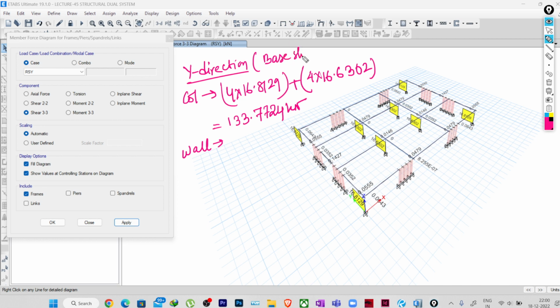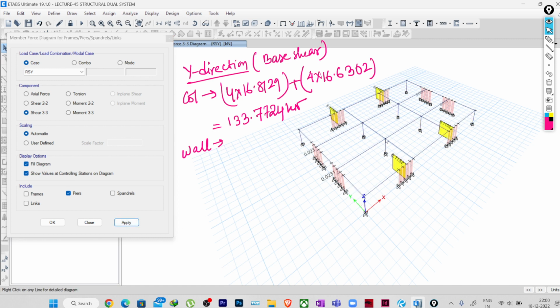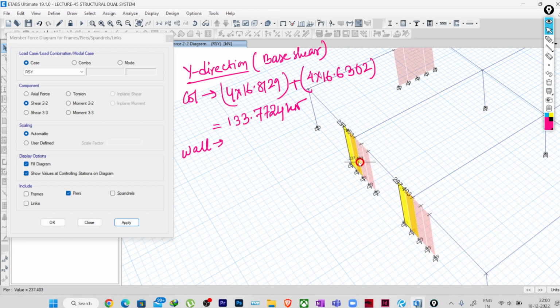And what is the base shear taken by the walls? If I just look at the piers, apply, you can see these walls are taking the base shear here. Now it is 237.403. So 4 multiplied by 237.403, how much are we getting? It is 949.612 kilonewton, taken by the wall.